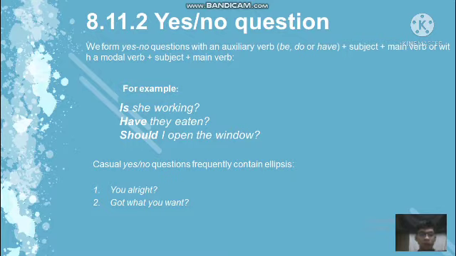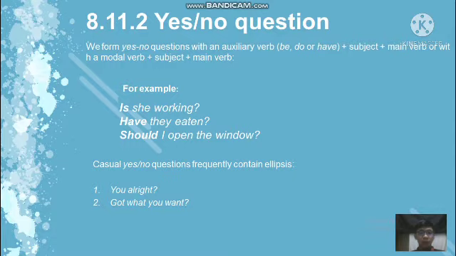But in casual yes or no questions, frequently it contains ellipses. So the word are is omitted. Same as the second example, got what you want. Here the words have you are omitted. It's supposedly, have you got what you want?